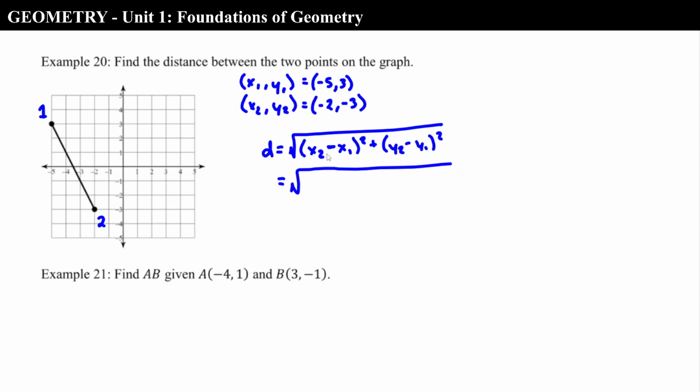That's minus. In fact, x2 is -2, so there you go, -2 there. Let's make x1 -5. Okay, so I'm just looking for these things and plugging them in. Plus y2, which is -3, minus y1, which is 3. And that's going to be squared.